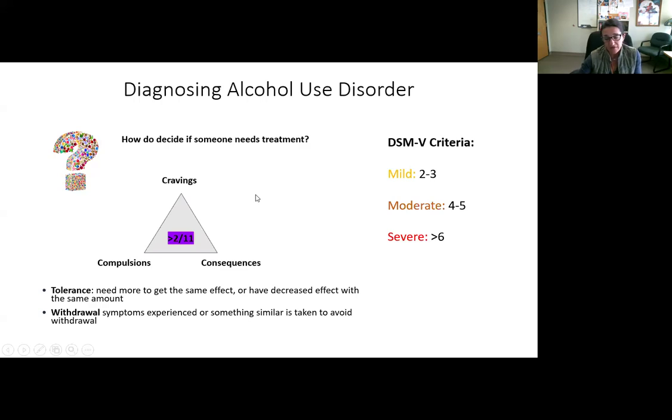I'm not listing them all out here, but there are 11 criteria. If someone reports 2 to 3 of the criteria, it's mild use disorder, 4 to 5 moderate, and over 6 severe. I've always learned to think of it as the 3 C's: cravings, compulsions to use, and consequences of use, whether that's social, medical, etc. And then the last 2 criteria are tolerance, so needing more to get the same effect, or withdrawal.